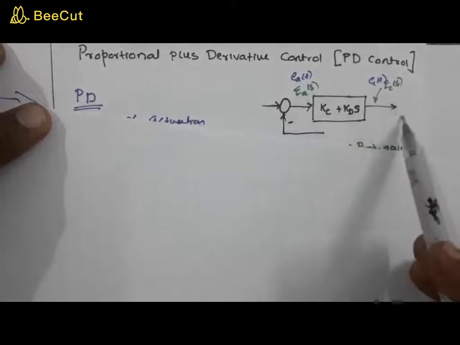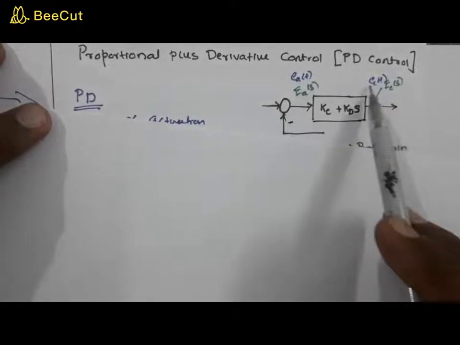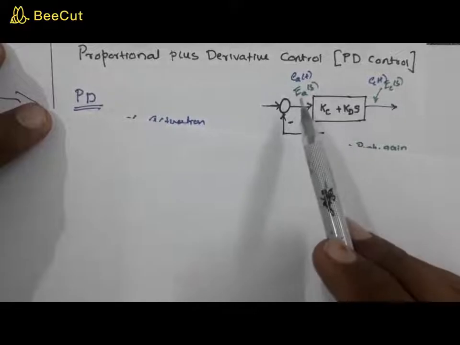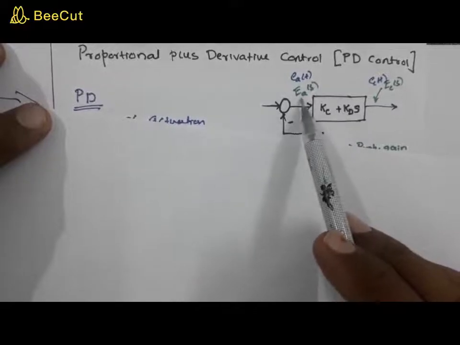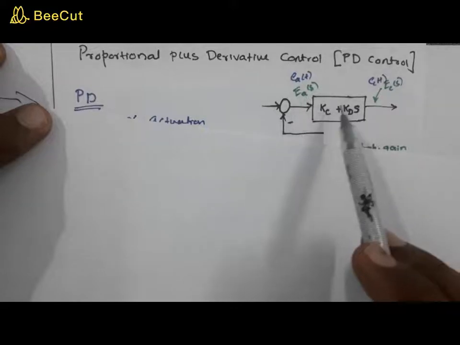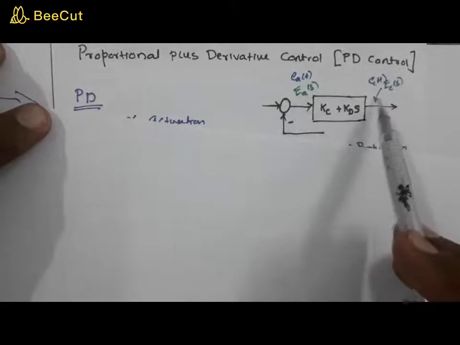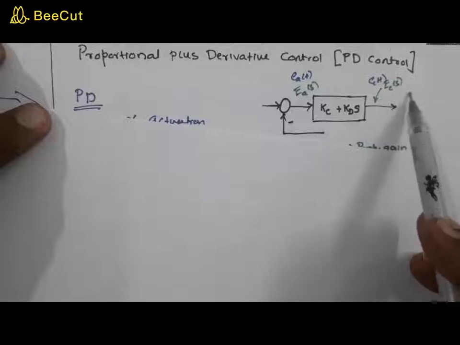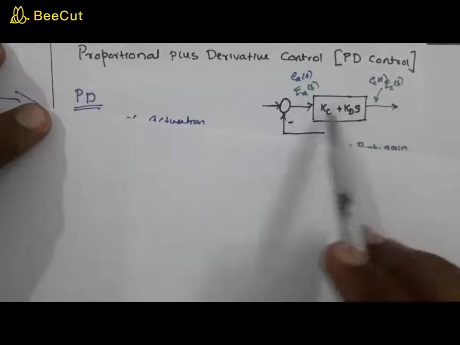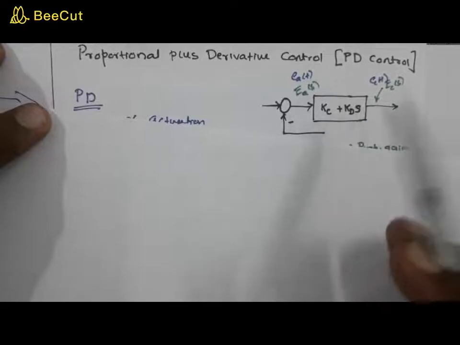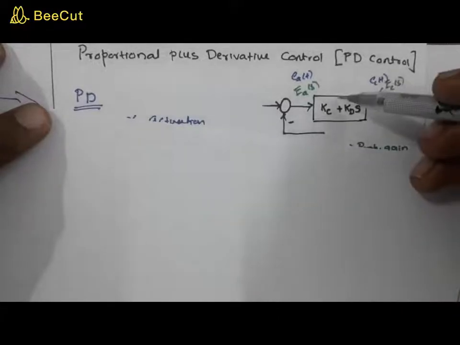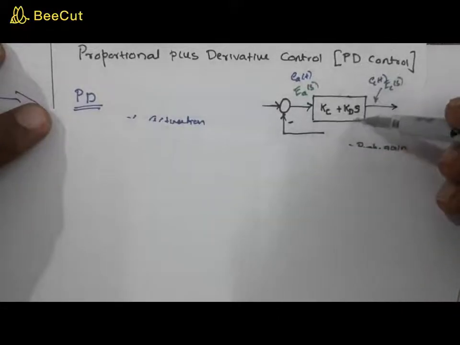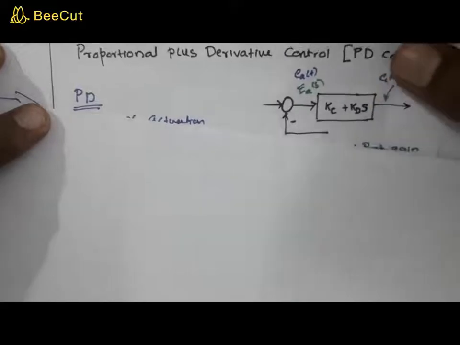So here you will have a system connected to the controller part. As you know, this is the actuating signal or the error signal, and based on this error signal, this controller will provide a control signal which is able to control the process connected over here. So this is simply a part of the block diagram. Now I will explain how this block, Kc plus Kd S, came.